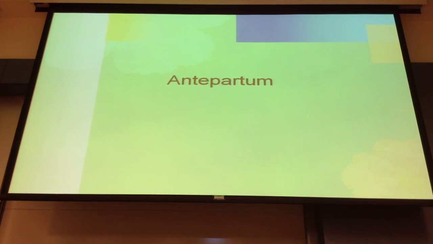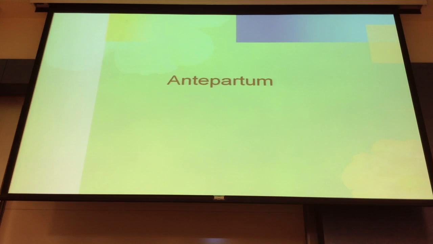Anytime you see partum, you're going to think childbirth of some sort, okay? So you have something about partum, think childbirth. Ante is a prefix meaning what? Before. So anytime you see the word ante in front of something like that, it's going to be prior to or previous. So this is before birth.